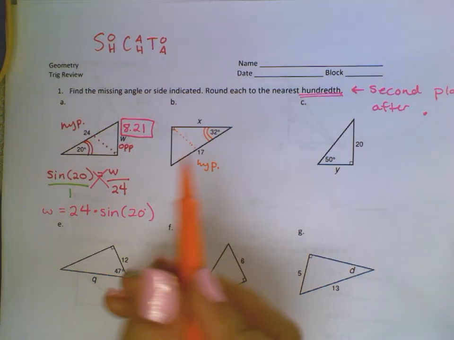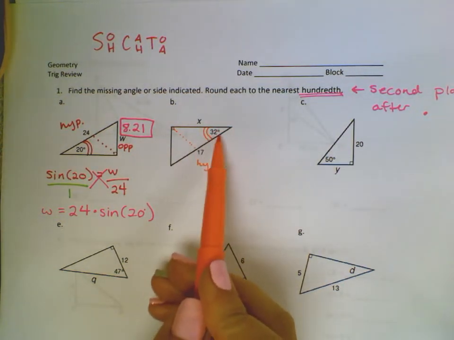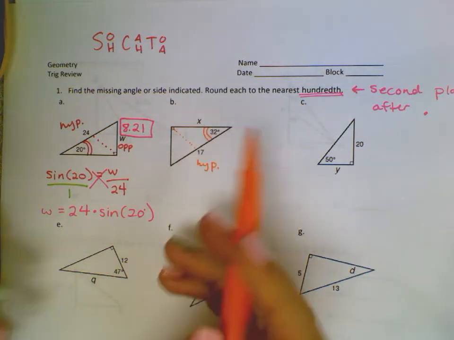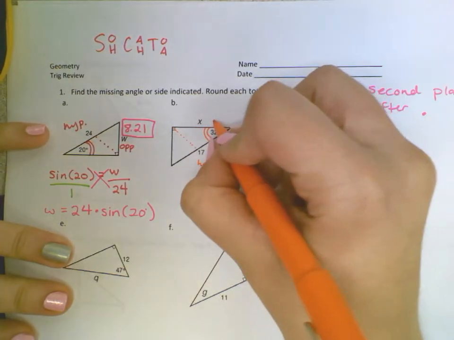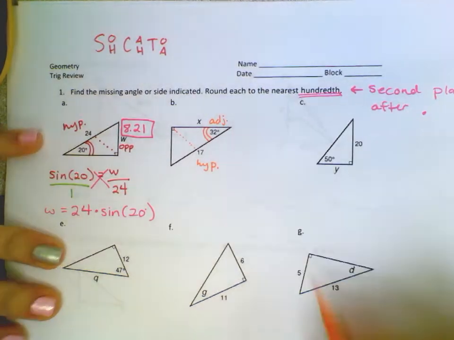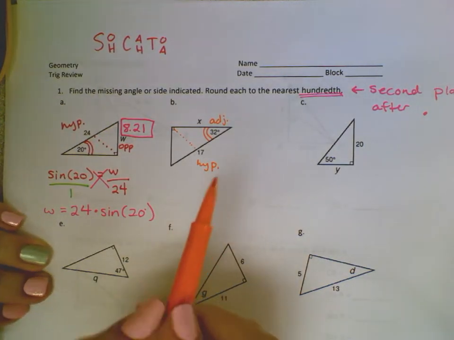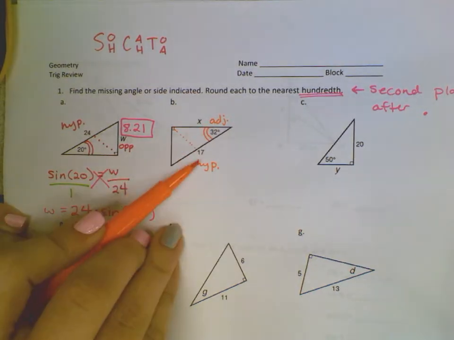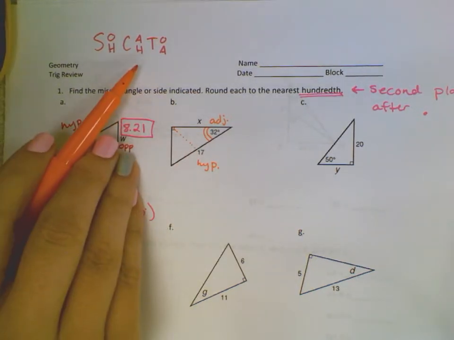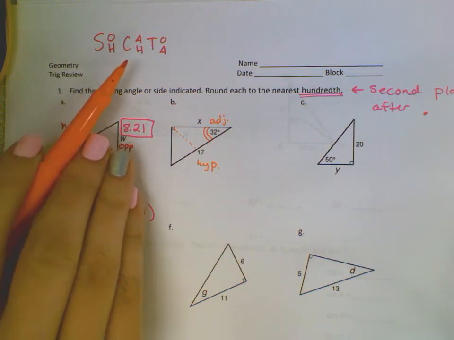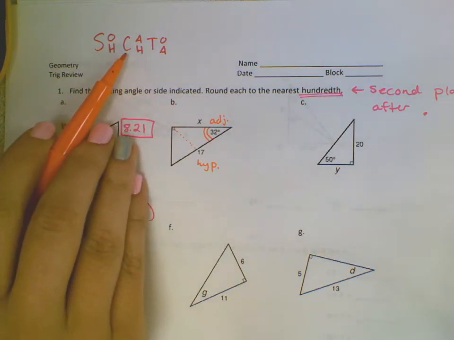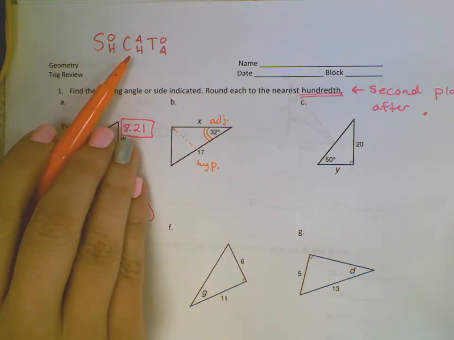And then, in relation to this 32 degrees, this x is right beside it. So that makes x our adjacent side. Now, if I'm dealing with adjacent and hypotenuse, I always label everything, because once everything's labeled, you can just go ahead and plug things in here. Adjacent and hypotenuse is cosine, because that's got a big C in front of it. That C stands for cosine.